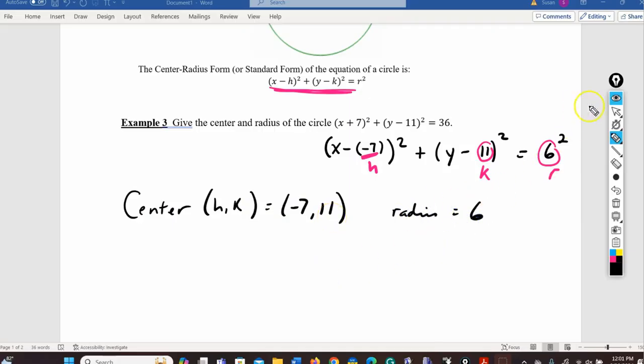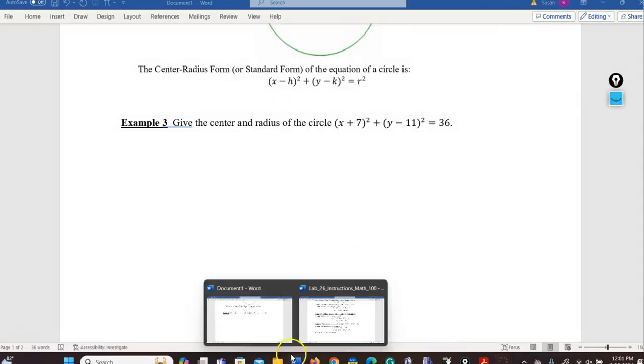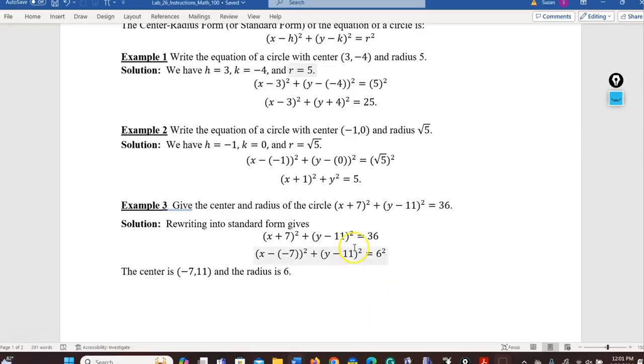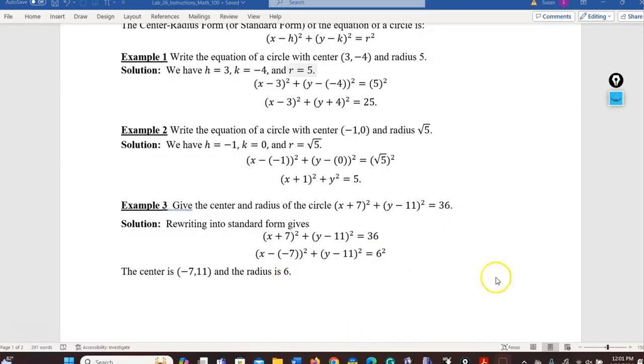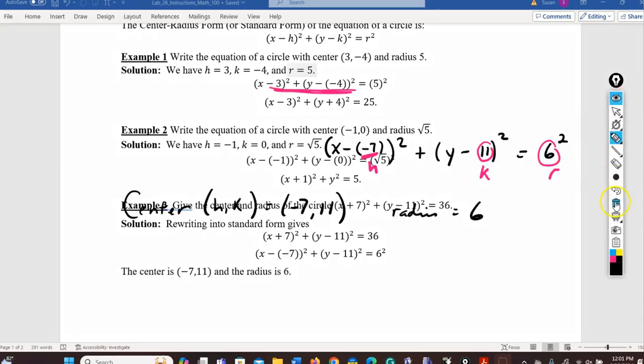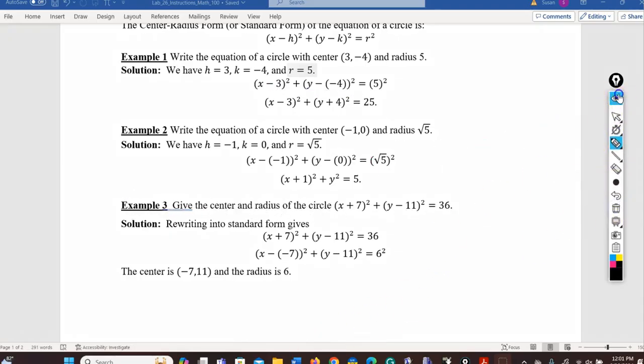Okay. So let's check this. Make sure this is correct. All right, so -7 comma 11, and the radius is 6. So yeah, that matches. So I can get rid of that. Okay, so continuing.